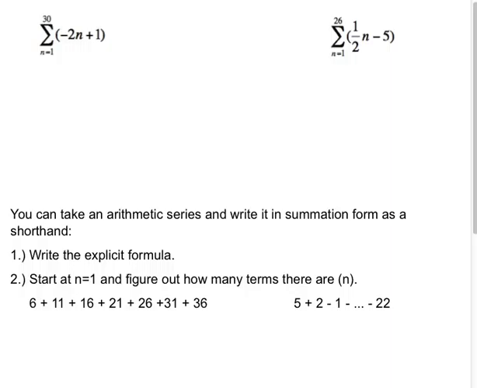Let's look at these. Same story. I'm going to need n, I'm going to need a1, and I'm going to need an to plug into my summation formula. 1 up to 30 is going to give me 30. For a1, I plug 1 in here. Negative 2 plus 1 is negative 1. I plug in 30, so negative 60 plus 1 is negative 59.